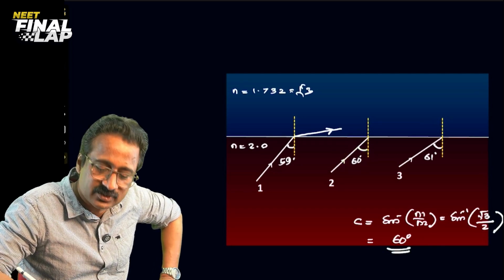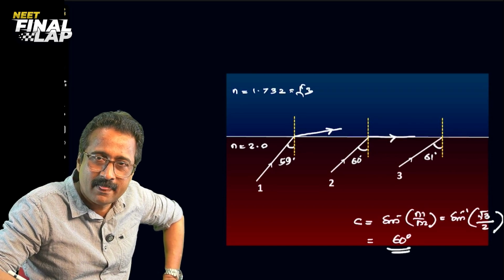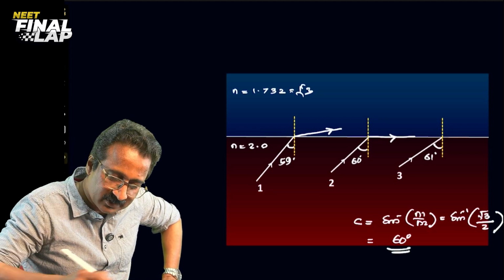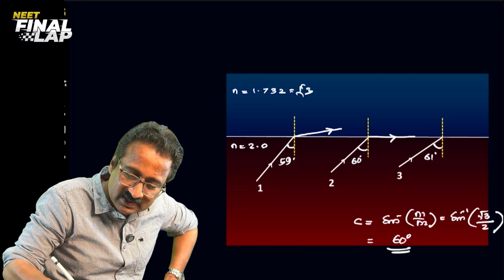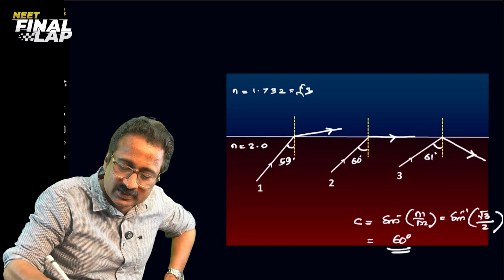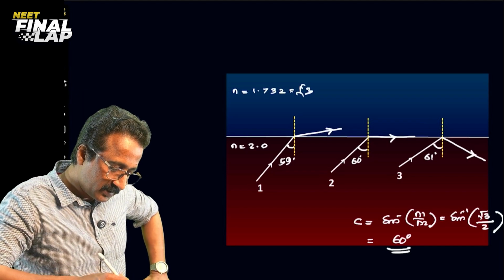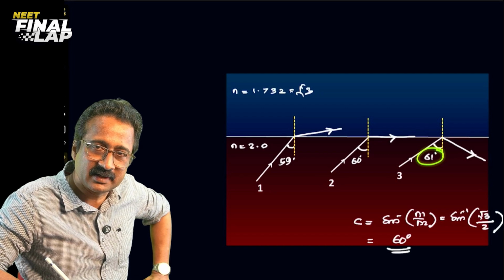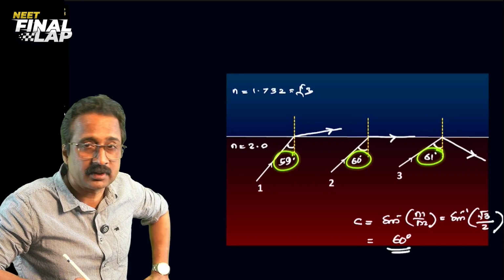Now look at the second light ray. It is falling at 60 degree. It is exactly equal to 60 degree. Therefore, the light ray will graze the surface. That also has not totally reflected. Now, for the third ray, look at the angle, 61 degree. So the angle of incidence is greater than critical angle. So that is likely to reflect back. So remember, total internal reflection will take place only when the angle of incidence is larger than critical angle. 61 is larger than 60. These two light rays have not totally reflected.